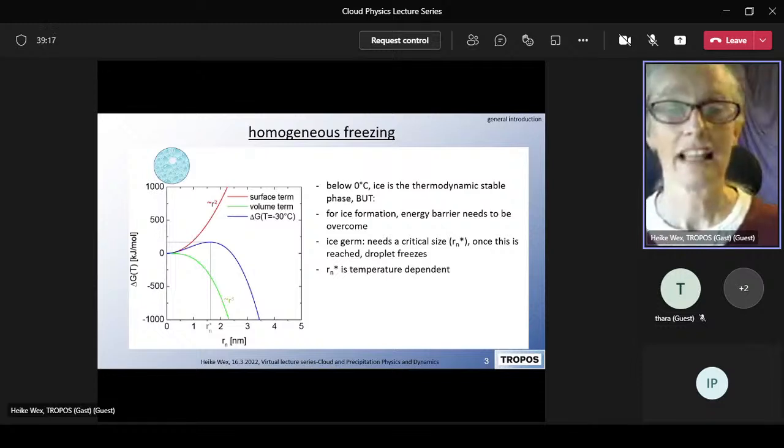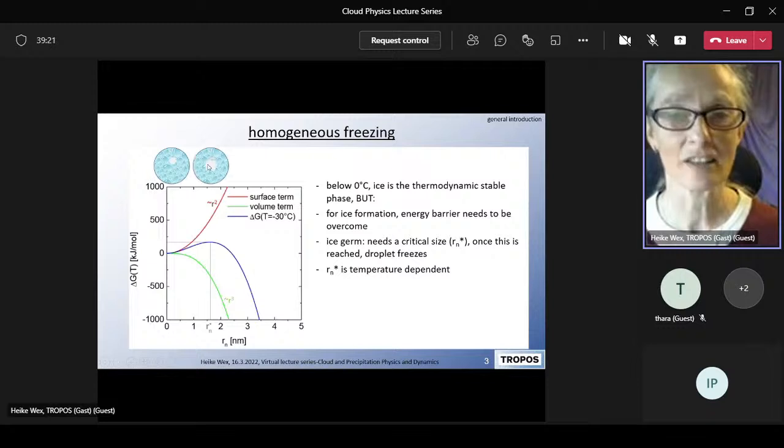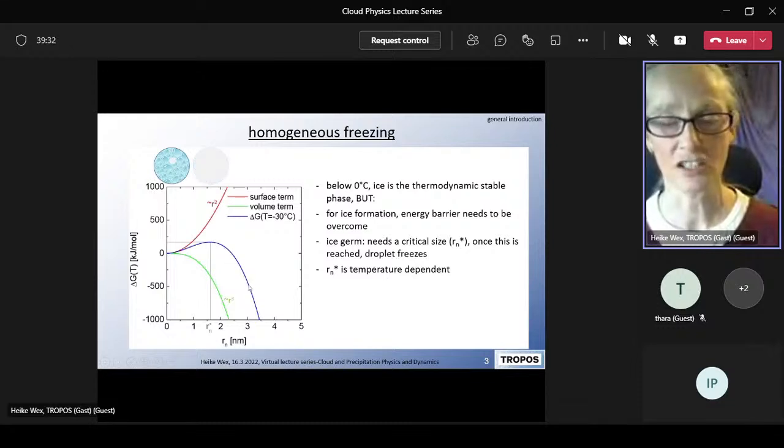However, if that ice germ, that ice embryo, for some reason gets large enough, like it is in here, that is the critical size. So the whole thing will start to freeze through, because from there on, by adding another water molecule, we will just always gain energy. So watch for that blue curve.